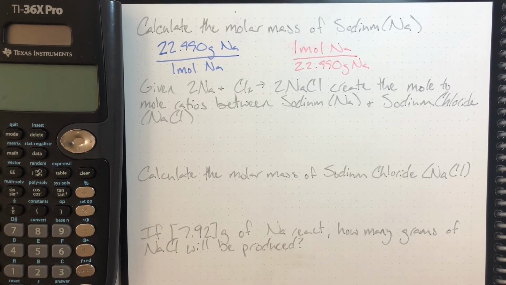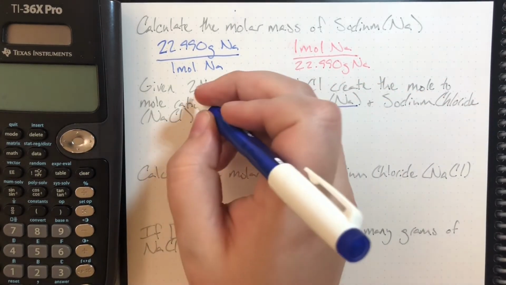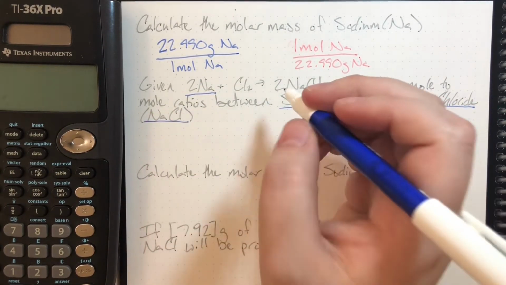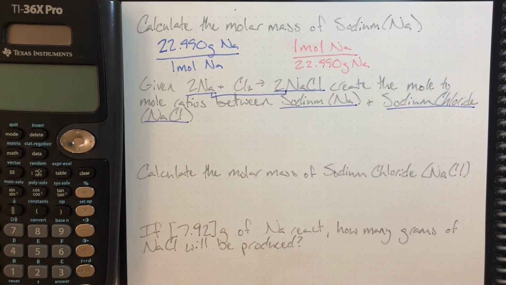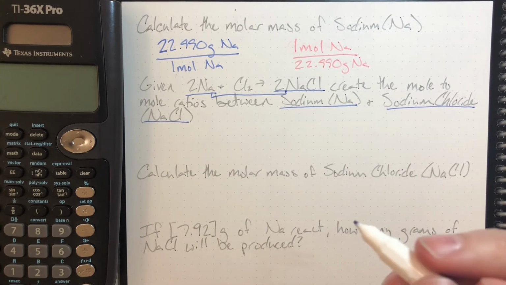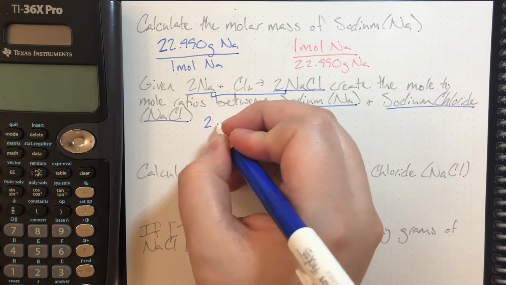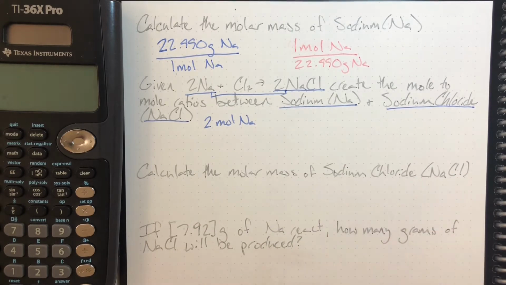Given 2 sodiums reacting with 1 chlorine, forming 2 sodium chlorides, create the multiple ratios between sodium and sodium chloride. I'm going to identify the molecules of interest as sodium and sodium chloride. They're given inside of the problem, and I am emphasizing them and visually connecting them in the equation. Then I will create the multiple ratio, pulling the coefficient from in front of sodium, which is 2, inserting the word mole, and then putting the formula for sodium, which is just Na.